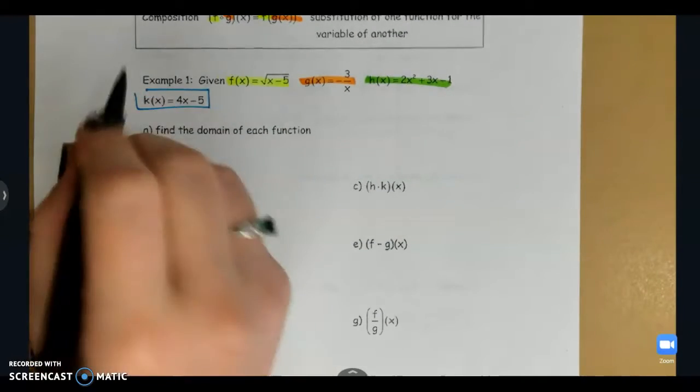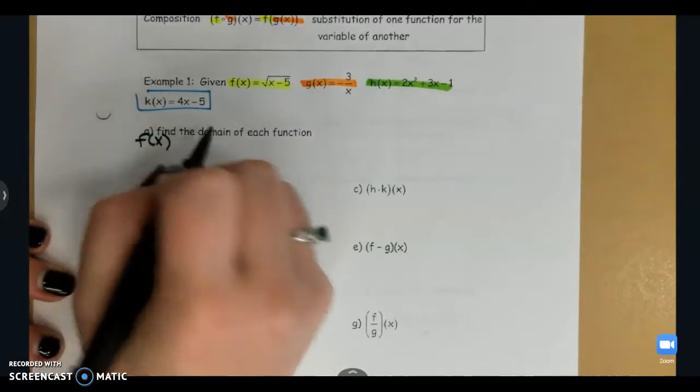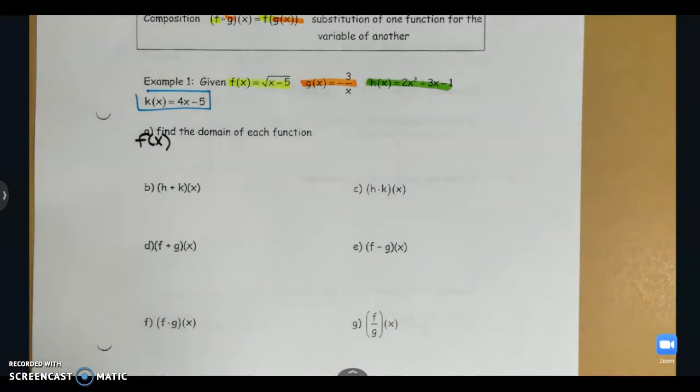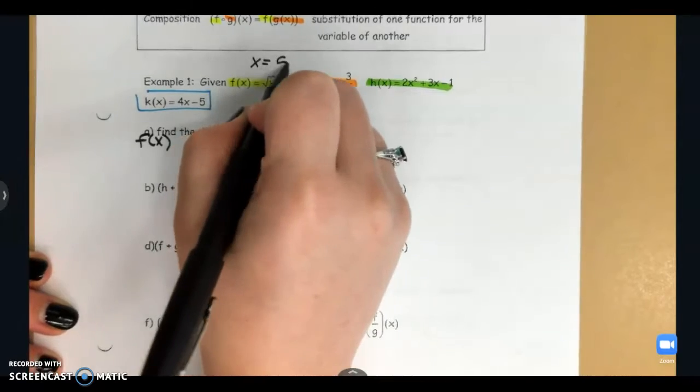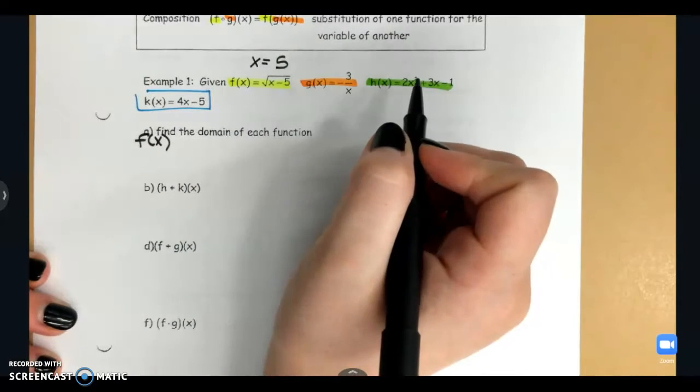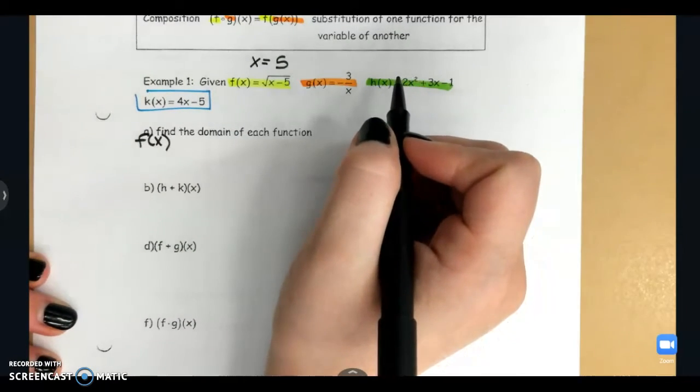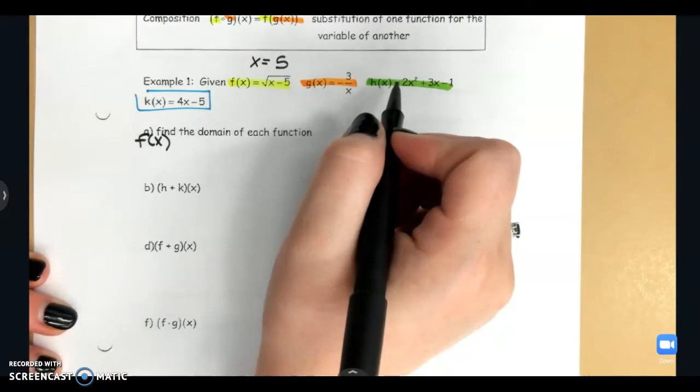So starting with f of x, I have a radical, and we cannot take the square root of a negative number. So my x values have to be within the range that I don't end up with a negative number inside of my radical. So where we find this turnaround point is we have to find what would make the number inside our radical 0. And here that's going to be when x is equal to 5. And any number greater than that, it's going to stay positive. If I have a number smaller than that, I'm going to get a negative. So 5 is my cutoff point.